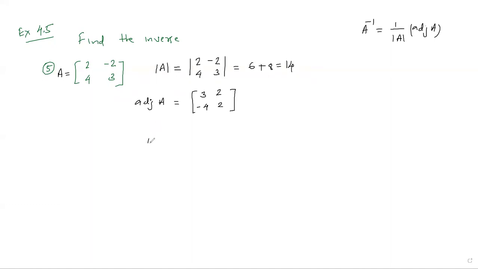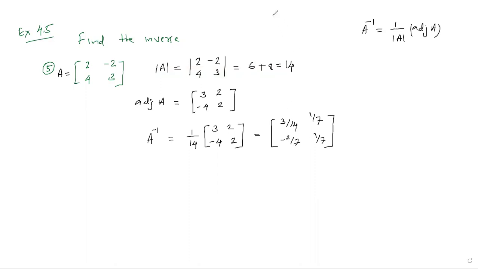So directly, A inverse is equal to 1 by determinant of A, that is 1 by 14, into 3, 2, minus 4, 2. If you want, you can write this like this: 3 by 14; 2 by 14, that is 1 by 7; minus 4 by 14, that is minus 2 by 7; and then 1 by 7. Okay, so this is the inverse.